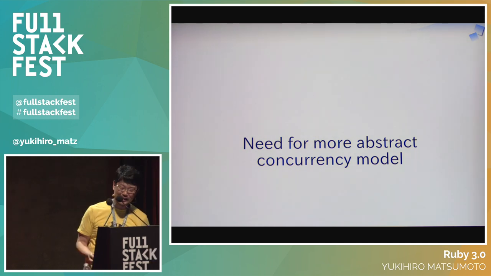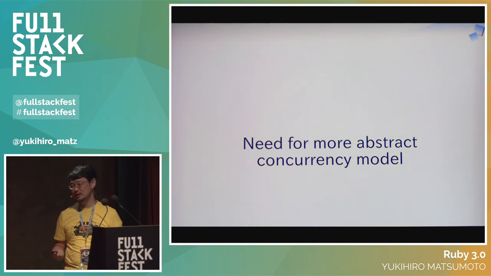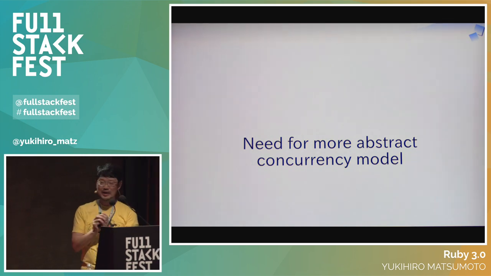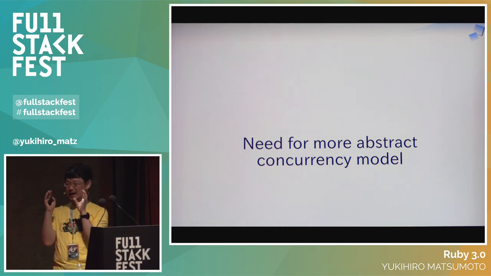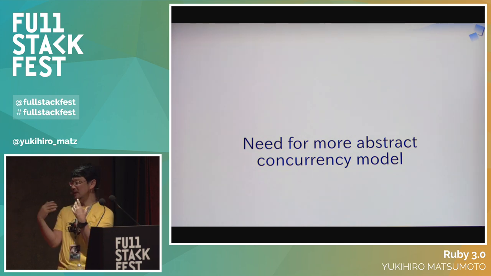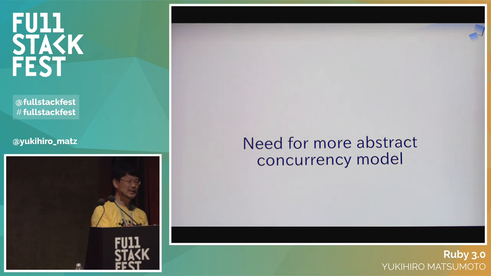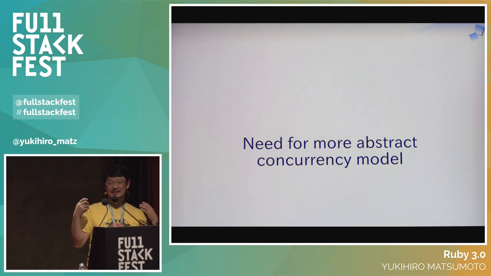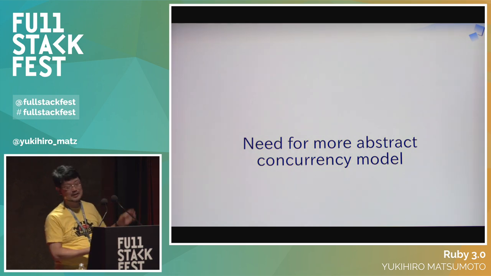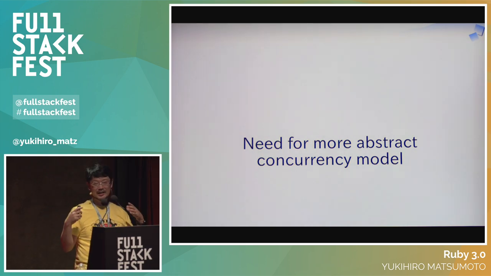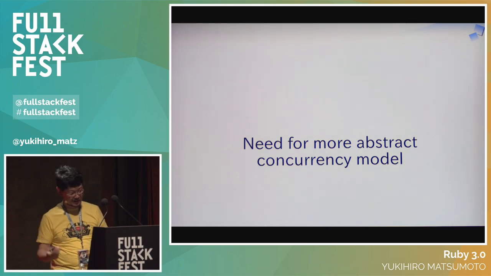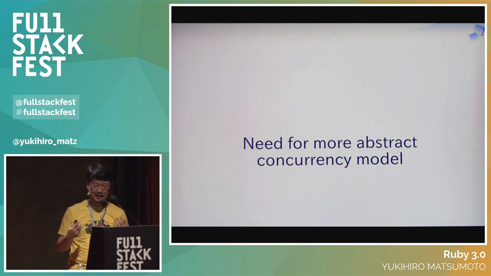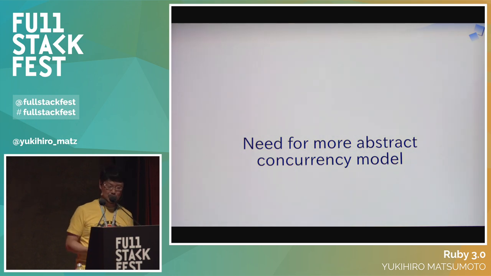So we need more abstract concurrency models. When we have fine-grained concurrency control, we possibly have better performance, but it is very easy to make mistakes and do something bad. More abstract concurrency models will have less performance, but will be much cleaner and less error prone.